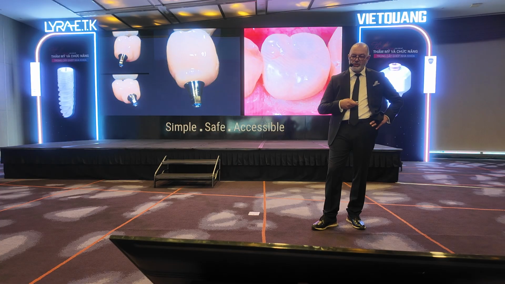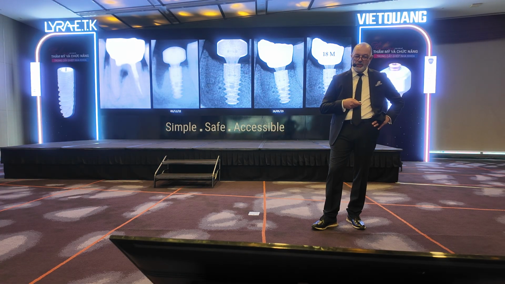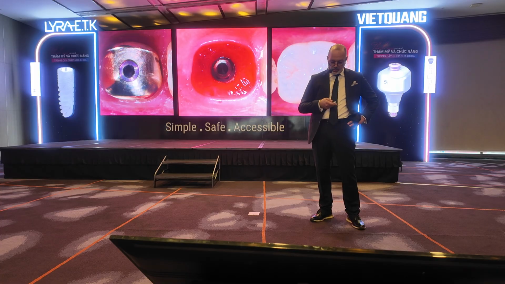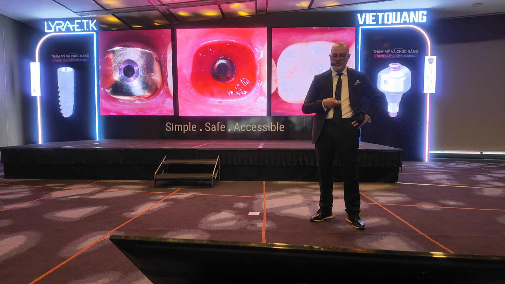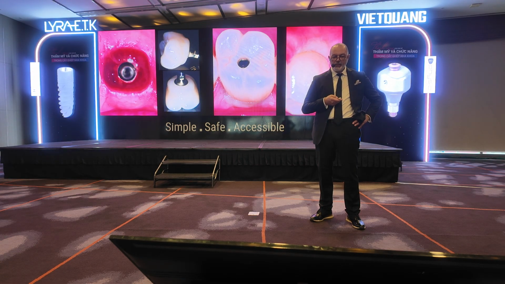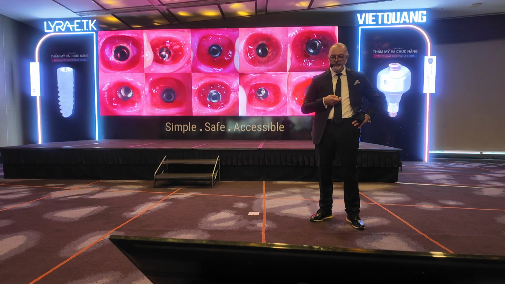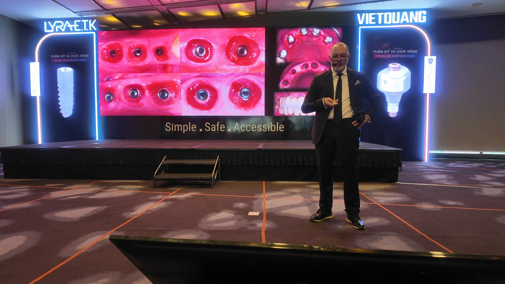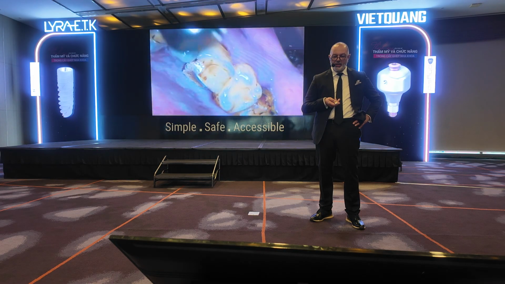Okay, this is how it looks. We decided to put the implant in the distal root because the septum was not wide enough in order to enlarge it. This is another case, and this is how it looks inside the different cases, single crown or multiple edentulism in the posterior area.